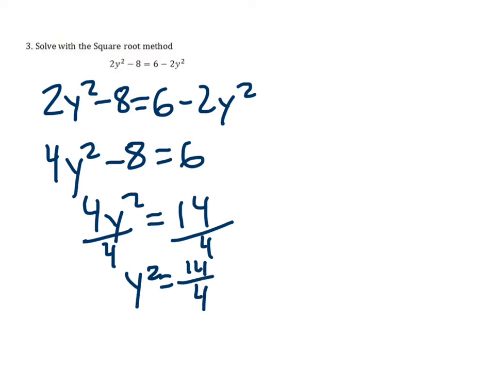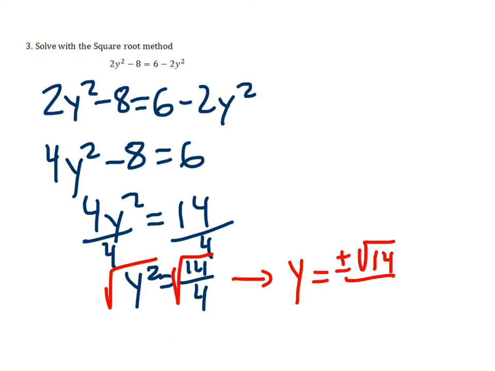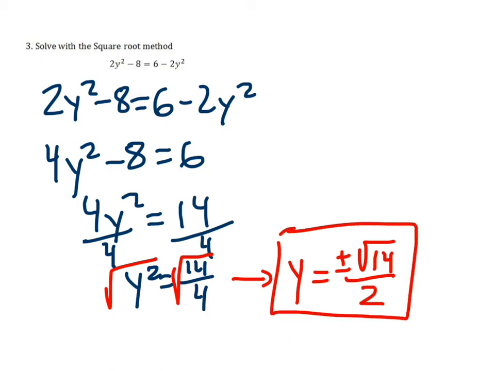Next step, we want to square root. Every time we square root, we're going to get 2 answers. So this gives us y equals plus or minus the square root of 14 over, and the square root of 4 on the bottom is 2. We can't do much with the square root of 14 because there is no perfect square that goes into 14. So we're done. Don't forget your plus or minus, and that is the square root method.